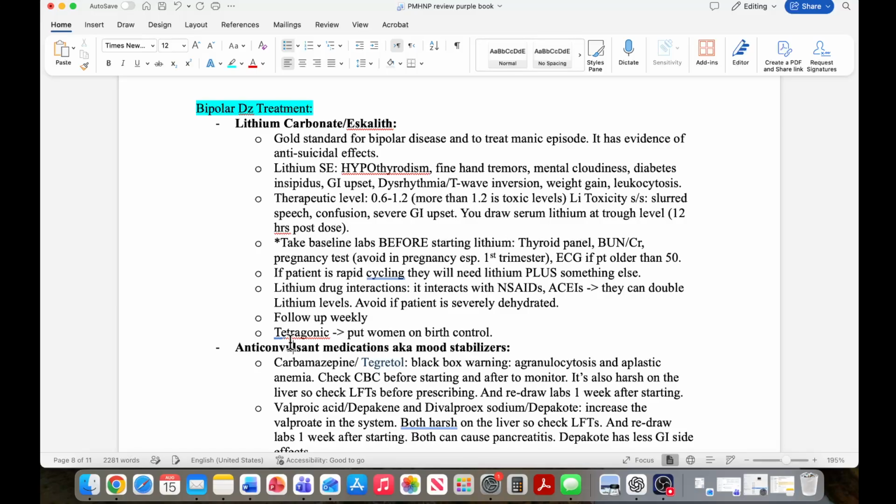Okay. Well, not really just birth control. They have to be on a contraceptive. I can't spell this word. Teratogenic. Okay, teratogenic.